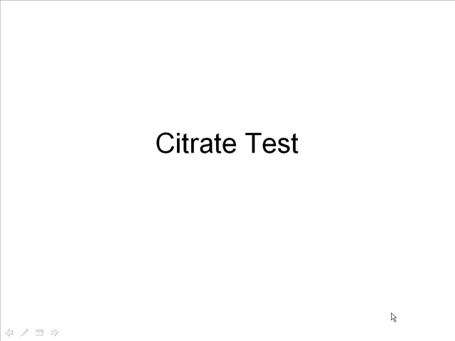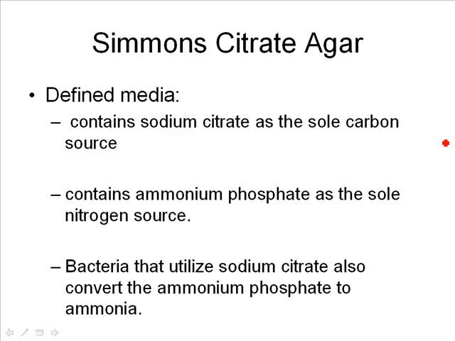The next focus of these lectures will be the citrate test. Now, in order to test for that ability, in order to test to see if an organism can use citrate as its own carbon source, we use Simmons citrate agar. Now, this is a defined media. Every component is measured out to the gram. And that means even the carbon source is measured to the gram. There are no extracts. So the carbon source in this media is sodium citrate.